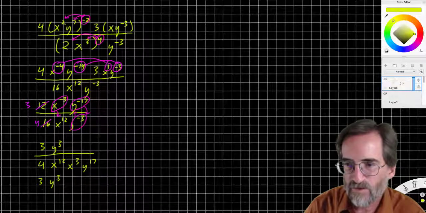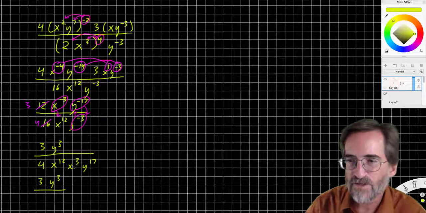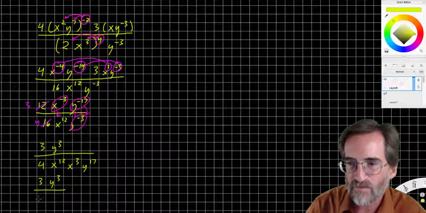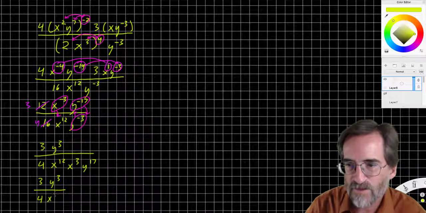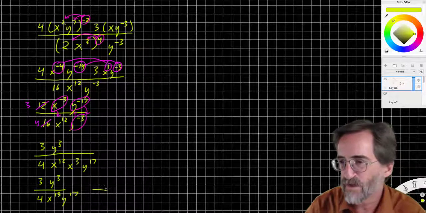Y to the third over, well, actually 2 more steps. X to the 12th, x to the third is x to the 12th plus 3, x to the 15th. 4x to the 15th, y to the 17th. And I should have done that in the same step.